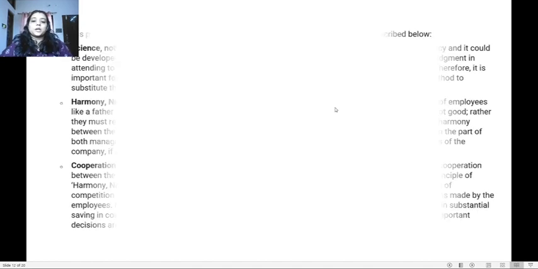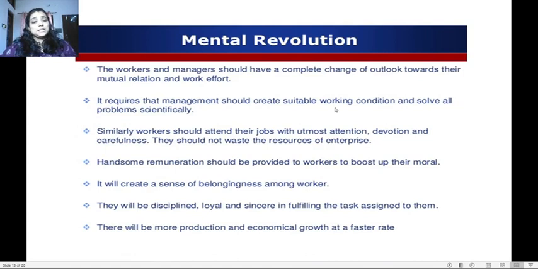Coming down to the next one, that is mental revolution. What is mental revolution? In simple words, mental revolution means change in attitude. Whose attitude? Both managers and the workers. So a manager should try to work towards changing the attitude of the employees towards the work. Now the workers and the manager should have a complete change of outlook towards their mutual relation and work effort. So both should be harmonized, both should maintain peace in the organization, and they should look towards each other in a good way, right?